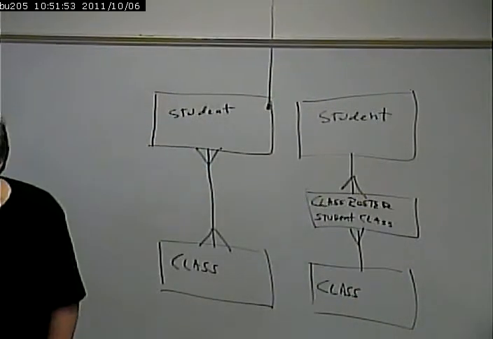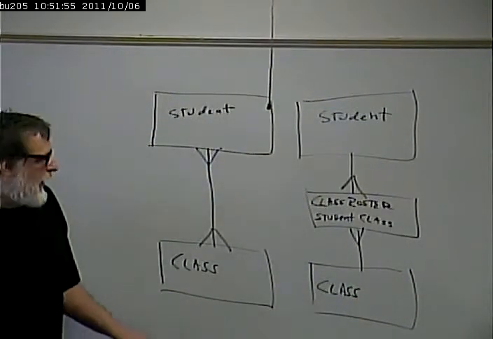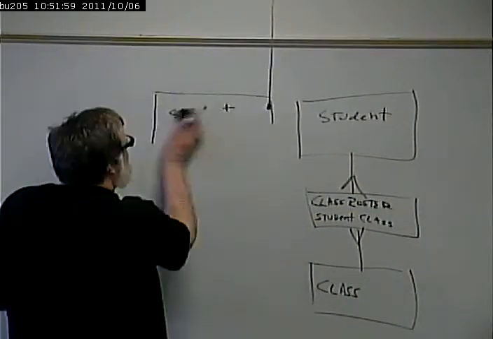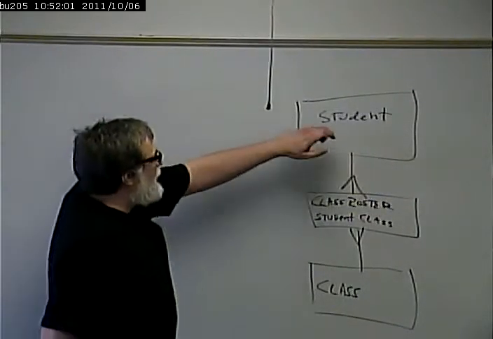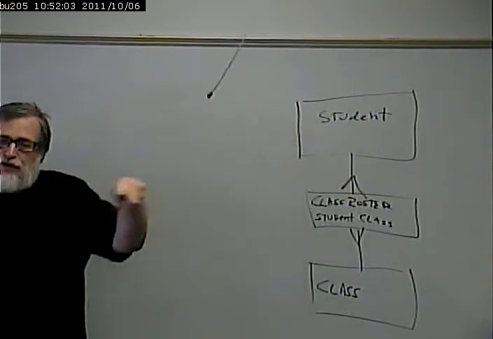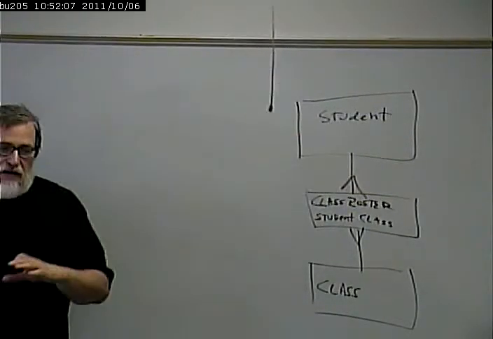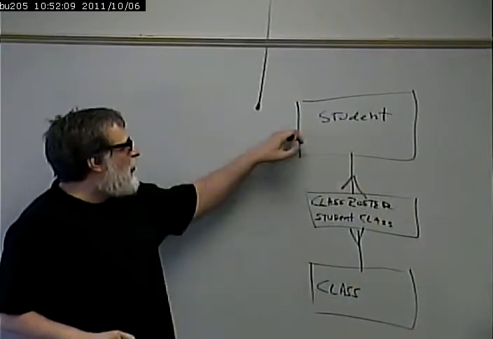Now, what do we do? All right. We've transformed that many-to-many relationship into this. Now we have two one-to-many relationships. Well, we know how to do that, right? The many side points to the one.